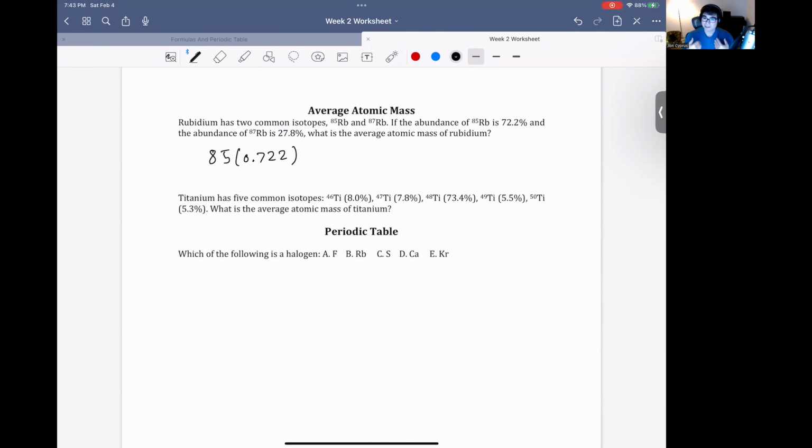Just like in here, no atom is going to actually weigh 86.35. They're going to be pretty much 85 or 87, not half a weight. So again, it's a very similar type of problem, if not the same. Next we're going to add the other one. This is the atomic mass, 87, times the decimal form of the percent, 0.278. You add these up, this weighted sum.